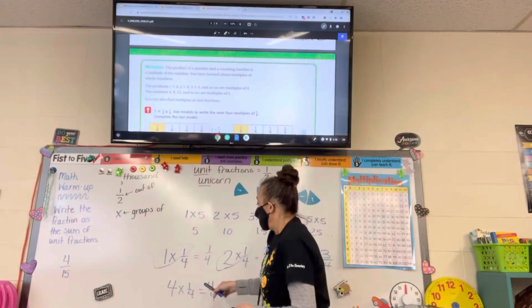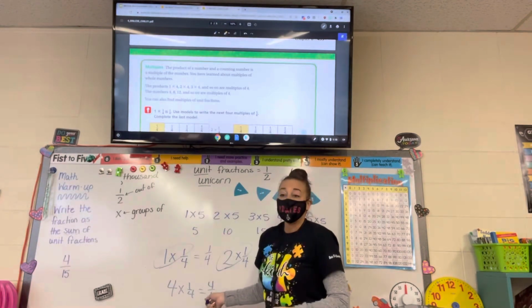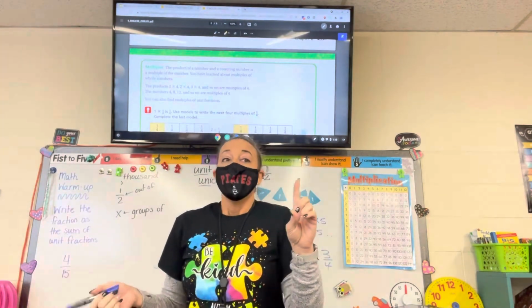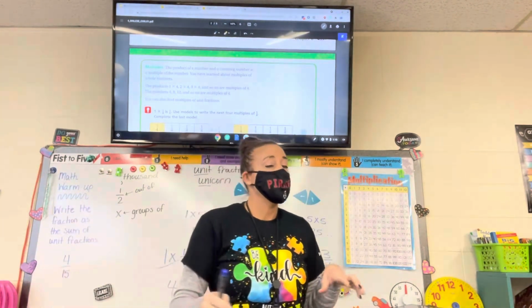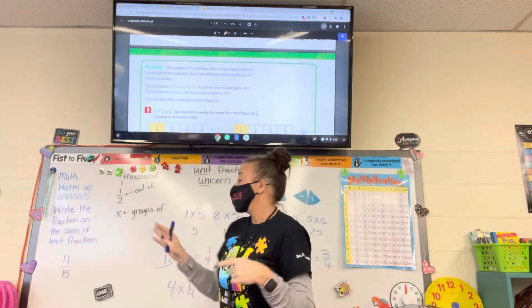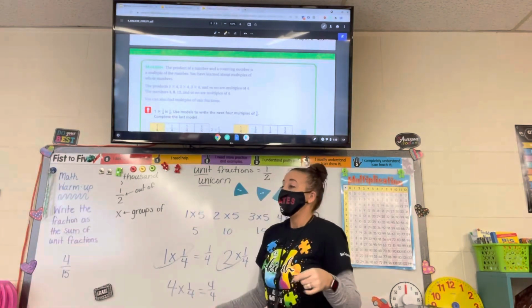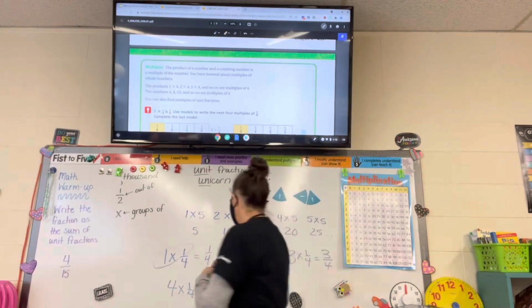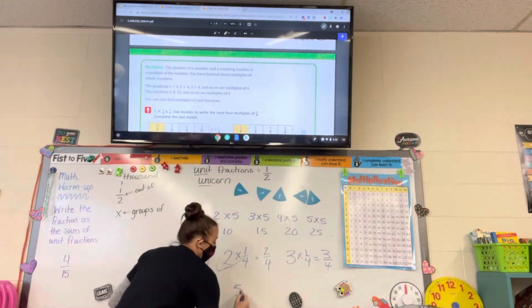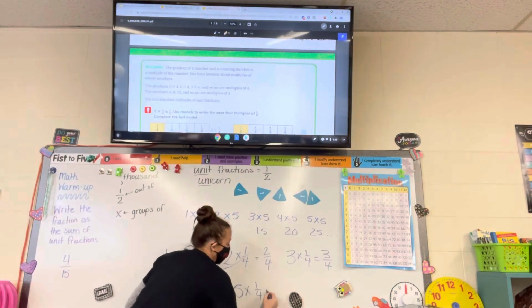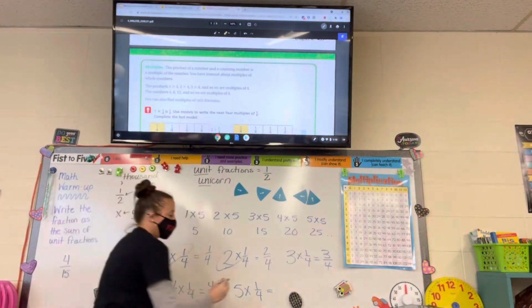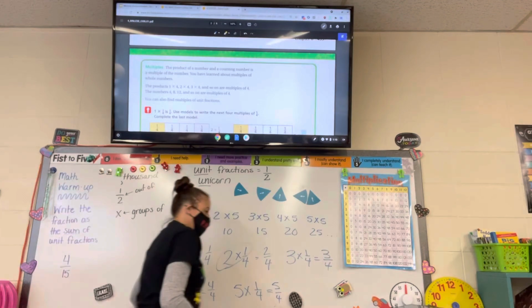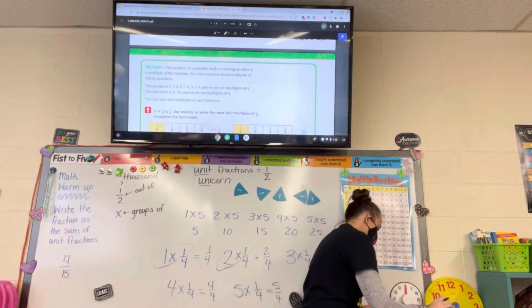Okay. 4 times 1/4. Now that's 4/4, which is the same thing as 1 whole, right? Mm-hmm. For today's purpose, we are going to just leave it as 4/4. And if we get an improper fraction, we're going to leave it as an improper fraction. So in the case of 5 times 1/4, we get 5/4. And we're going to just leave that. All right, so here we go.